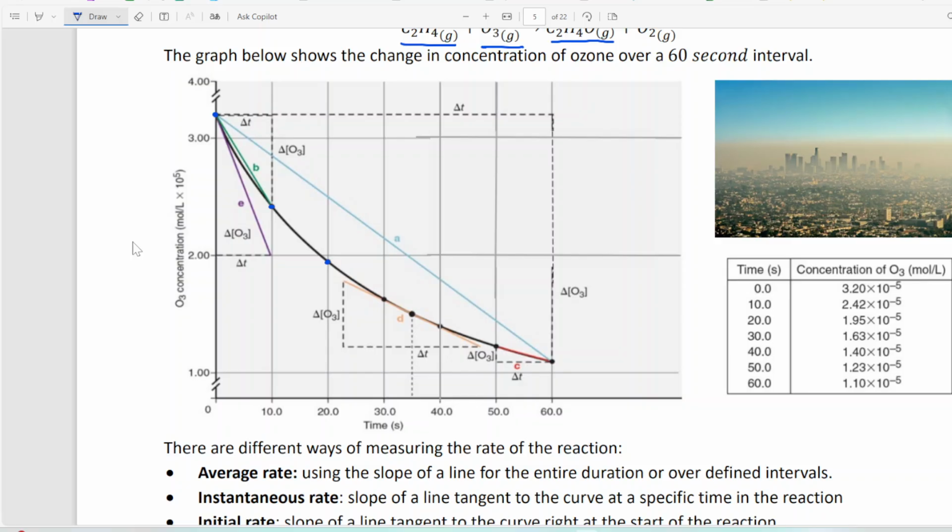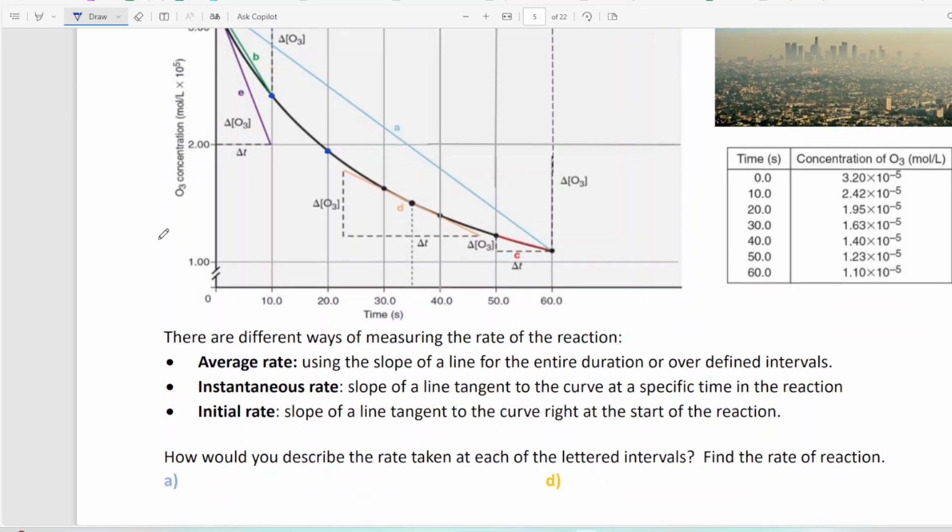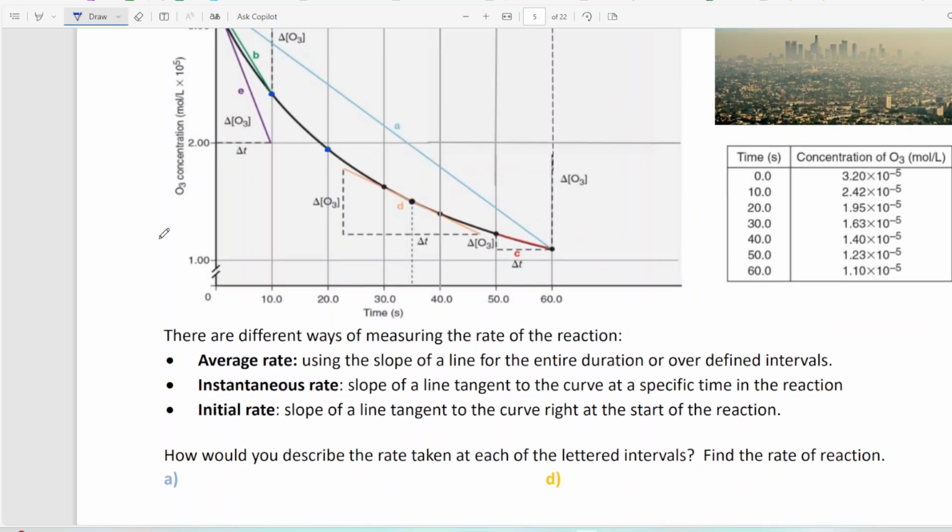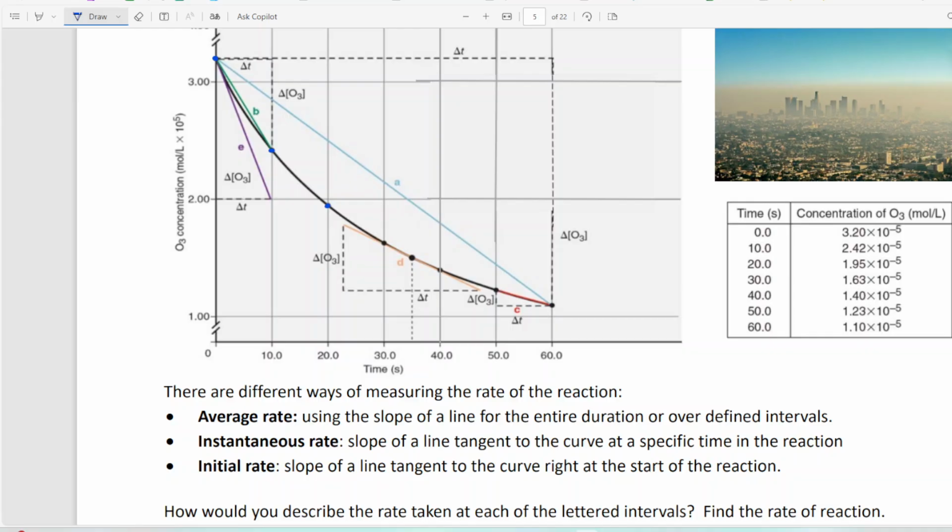And now what we're going to look at is how could you analyze this data? Or how could we determine from this data what the rate of reaction is? Well, there's three different ways that we can measure the rate of reaction from data. The first one is the one most commonly used, and it's an average rate. So what you would do is take the slope of a line for an entire duration of a reaction over a defined interval in a reaction.